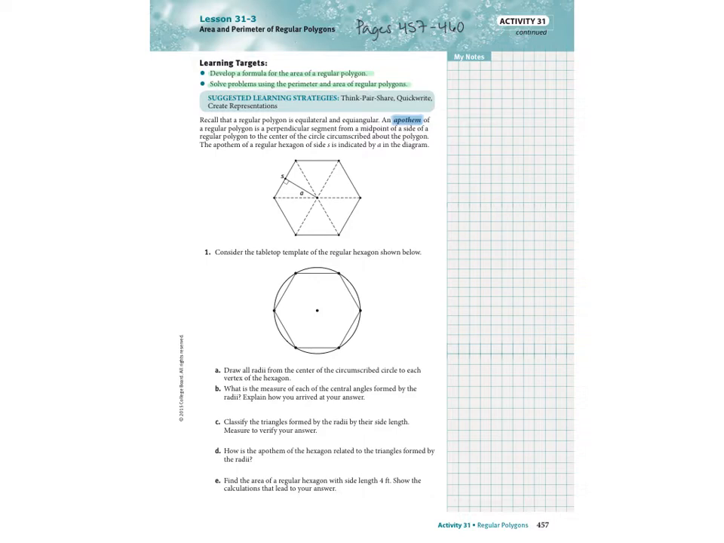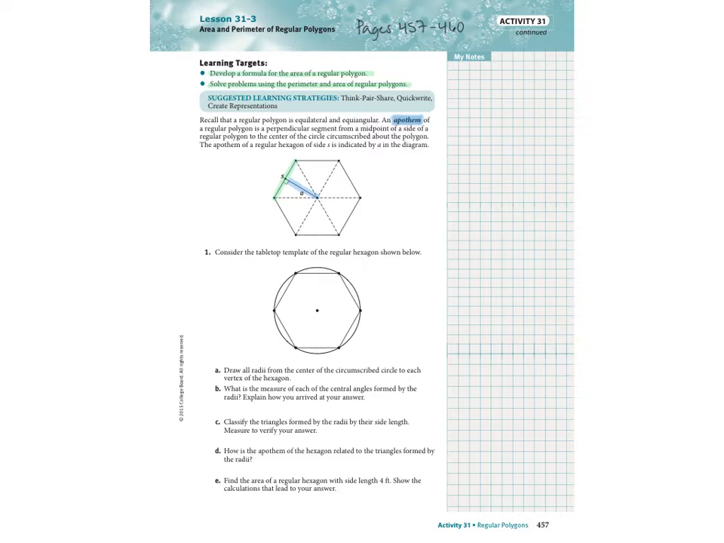So what we know is that this right here is going to be our apothem. It comes from the center of our polygon and it's going to one of the sides of the polygon. Now it splits the side right here equally in half. So this point is going to be our midpoint.